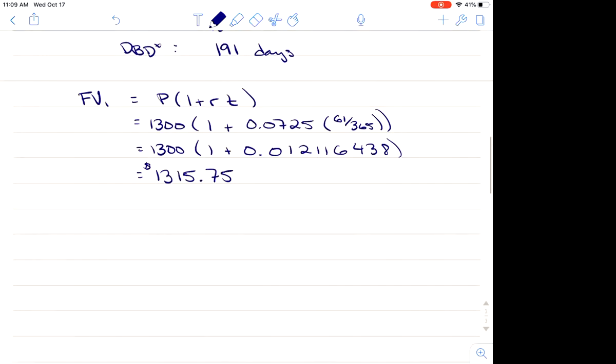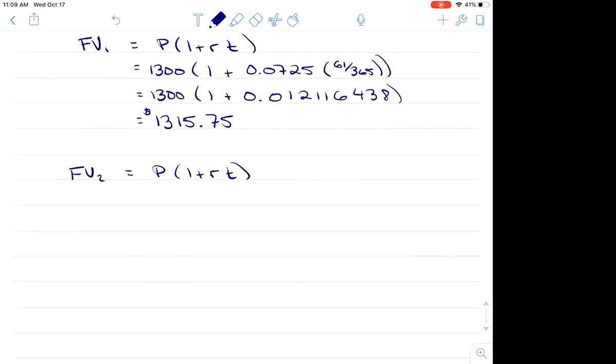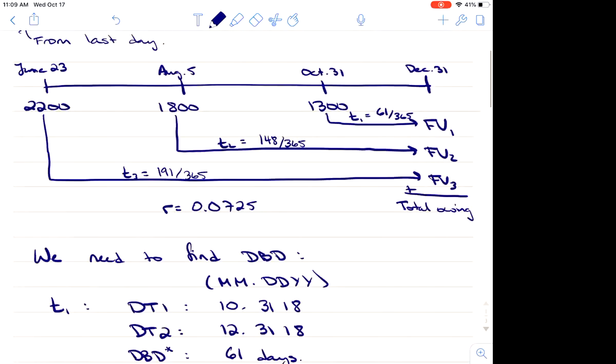Okay, how about the next one, the future value 2? Future value is still P times 1 plus RT. P for future value 2 is 1,800. The number of days was 148.